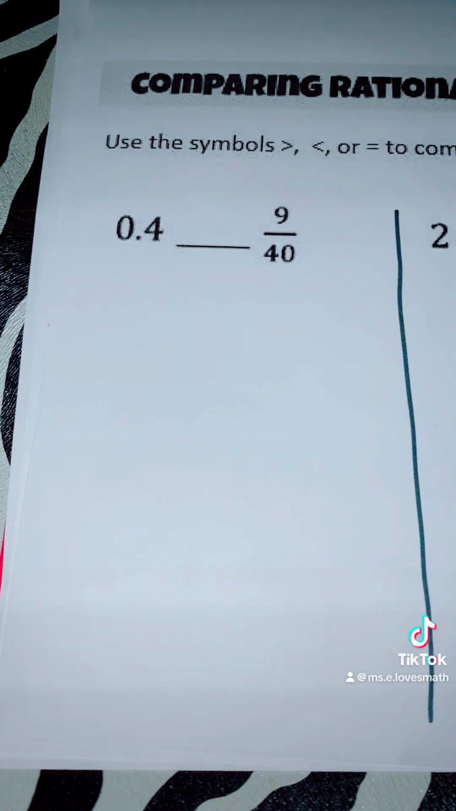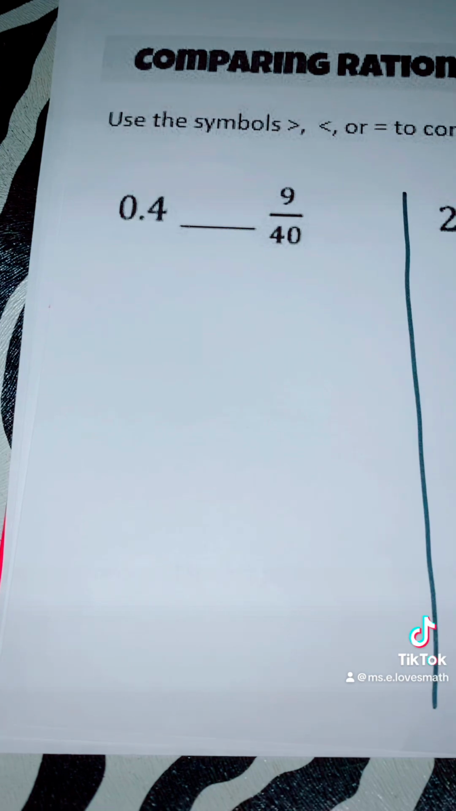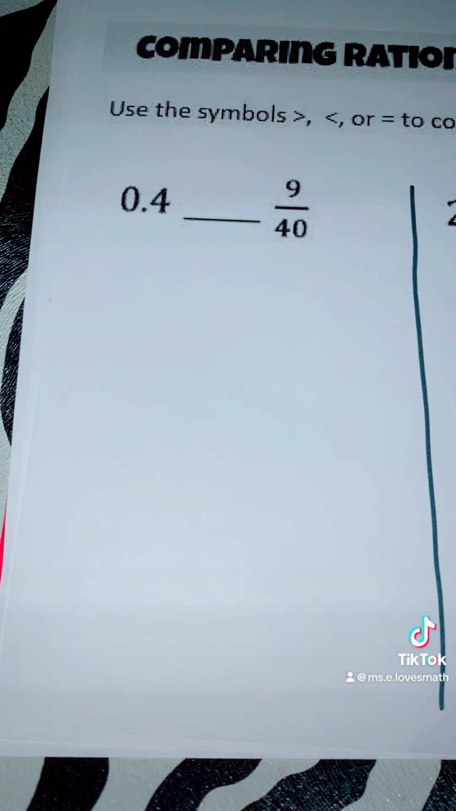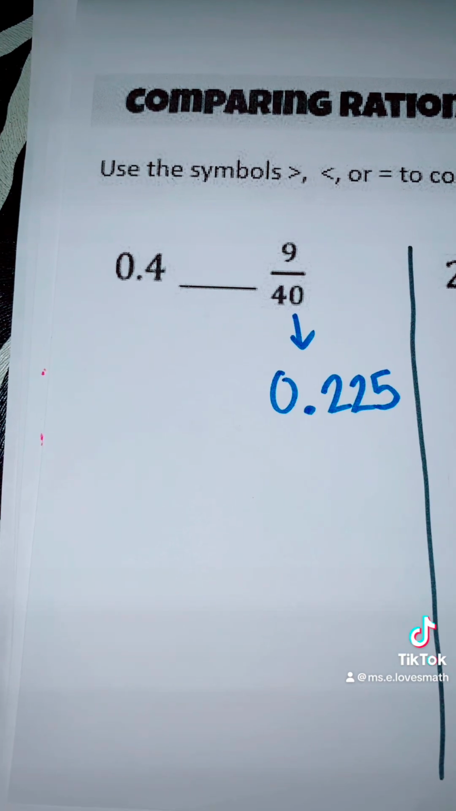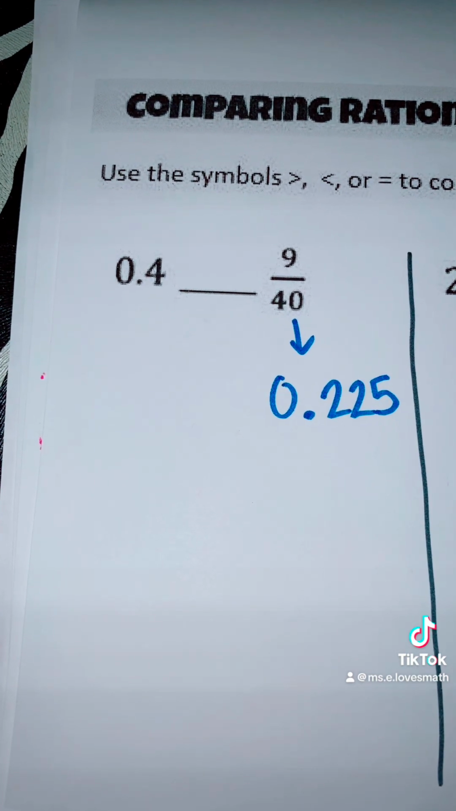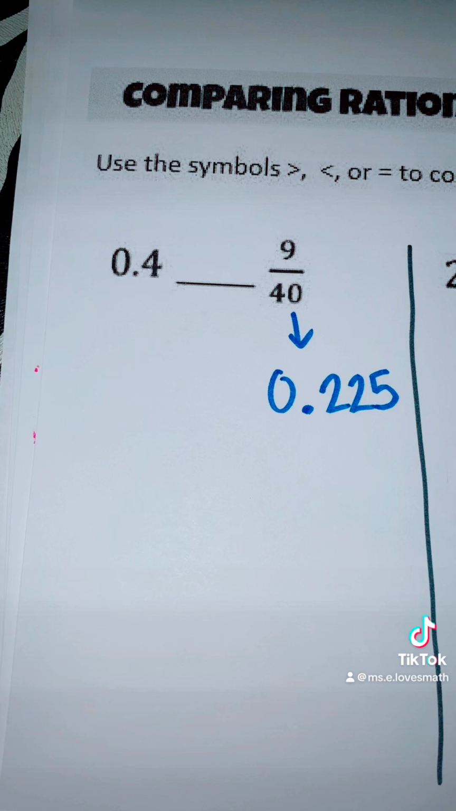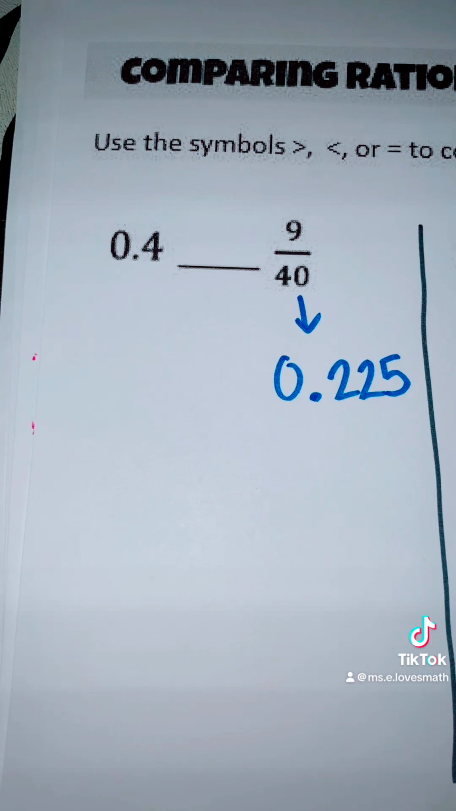All right, here's our next example. We have a decimal and we have a fraction. So let's turn this fraction into a decimal. 9/40 is equivalent to 0.225. You take 9 and divide it by 40.